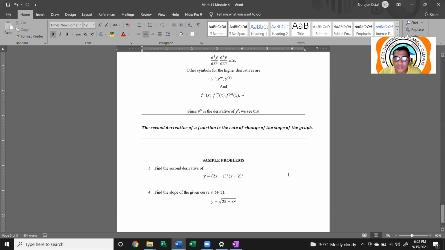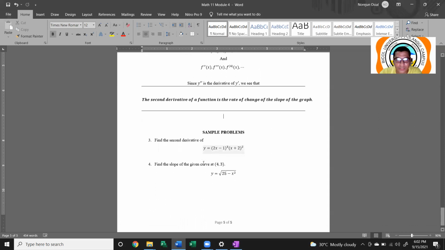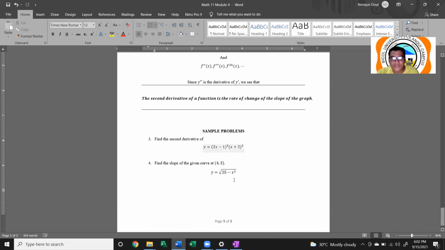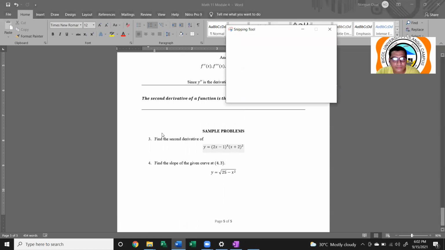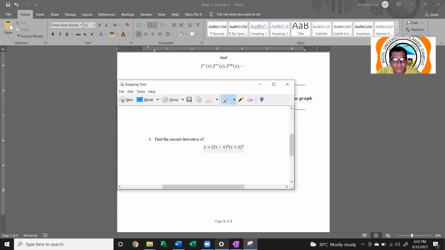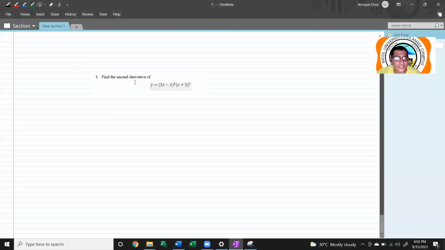Okay. Now let's have a sample problem. Find the derivative of the given function. Okay. Now let's solve this one, class.